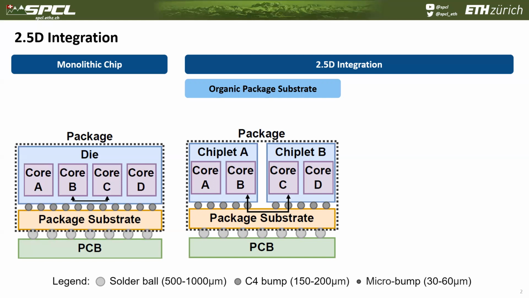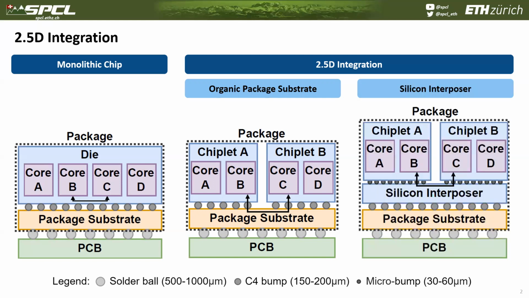To fight this bottleneck, we also have 2.5D integration using a silicon interposer. This is a piece of silicon that goes between the chiplets and the package substrate. And this time, the chiplets are attached to the silicon interposer using micro bumps. Since these micro bumps have a smaller pitch than C4 bumps, we can now build chiplet-to-chiplet links with a higher bandwidth. However, even if we use a silicon interposer, the link bandwidth is still a lot more limited than in the monolithic case.